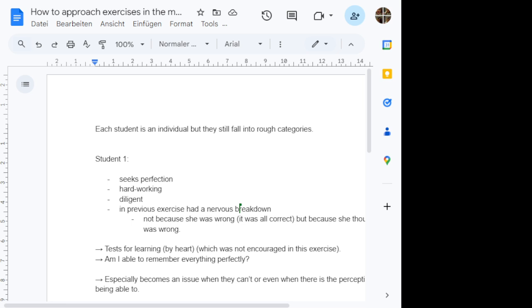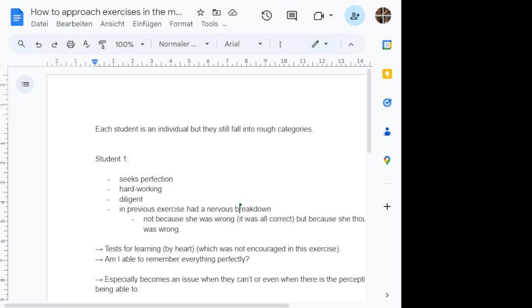But this is also to help her do better, and I will explain a little bit where she did not use the exercise to its full potential, which is partially the fault of the exercise, partially the way that she approaches exercises and the way that she thinks about exercises.